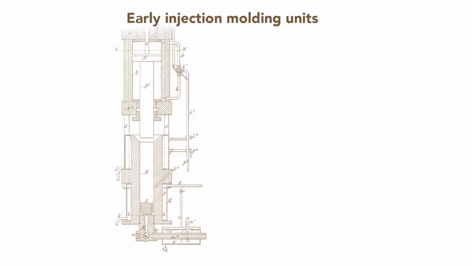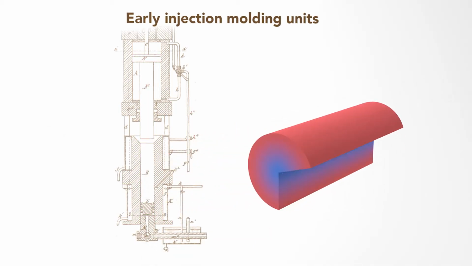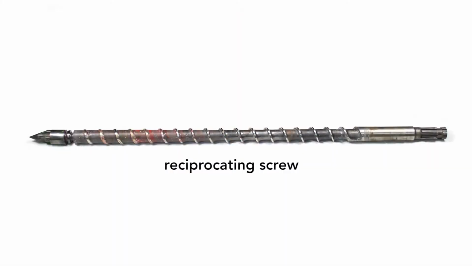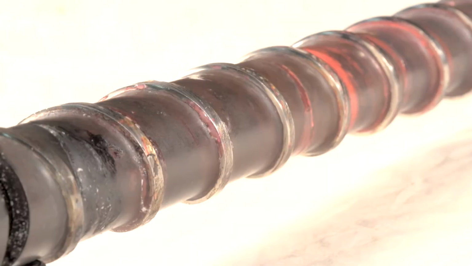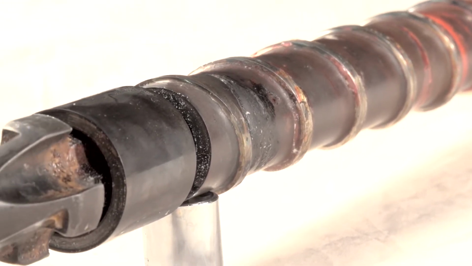Before the mid-20th century, injection molding machines used only external heating of the barrel to melt the plastic before a plunger injected the molten material. But because plastic conducts heat poorly, the temperature was uneven in the barrel. Either the middle was too cool and not fully melted, or the outer regions were too hot and degraded the plastic. The solution was this: the reciprocating screw, often regarded as the most important contribution that revolutionized the plastics industry in the 20th century.